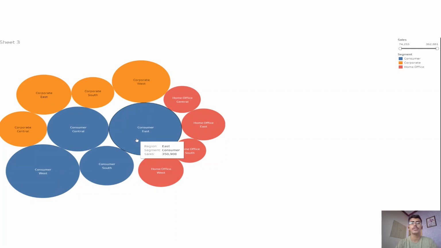Compared to the corporate users, we had more consumers in the east and west, and they were consumer persons, right? So we had sales of around 350,000 and 362,000 from these two sides. The southern side has a very small number of users. And we can see home offices, right? So we have fewer sales from central, east, south and west. East and west, both sides, mostly had some amount of users, right?